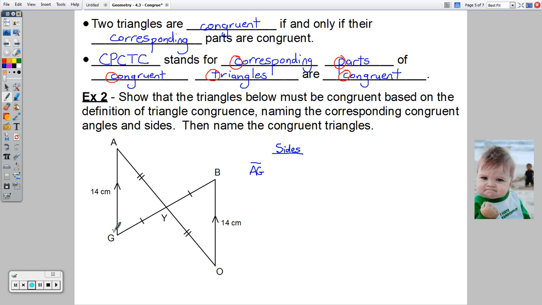So segment AG would be congruent to segment OB. I could say BO, but that's gross. So segment OB, and as a reason, that would be given. I'm given that information in the picture. Segment GY is congruent to segment BY. That's also given in the picture. They both have the same number of tick marks on them. And finally, AY and OY. Those are also congruent.